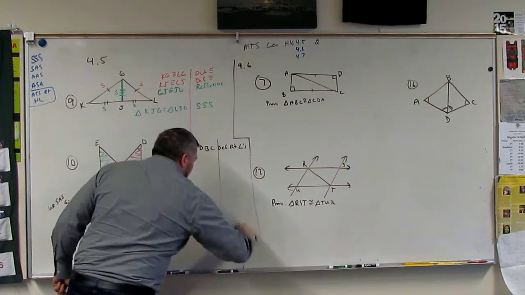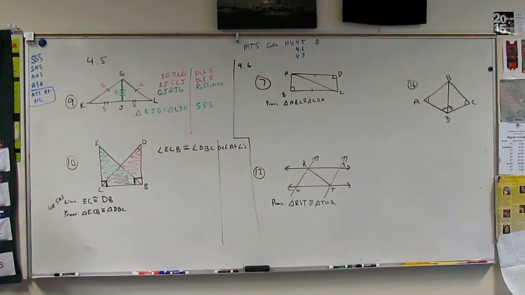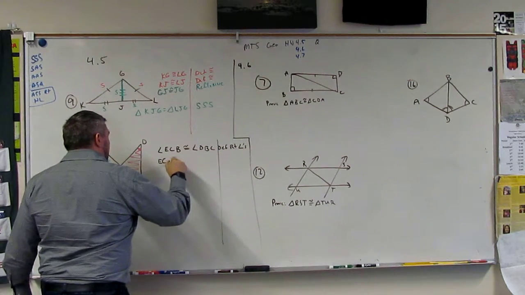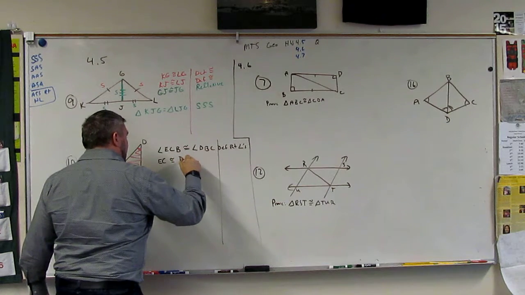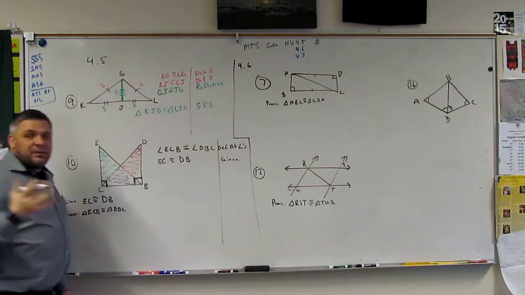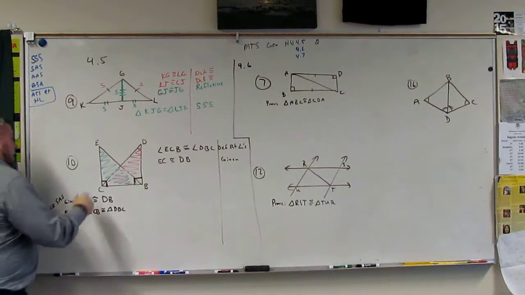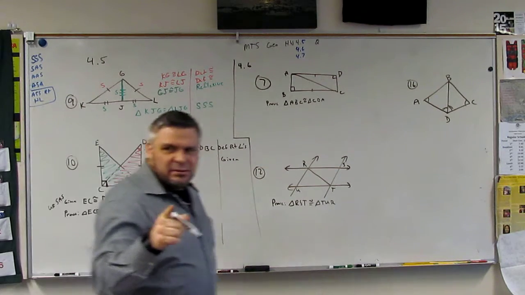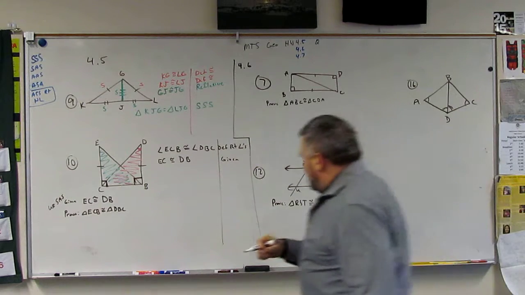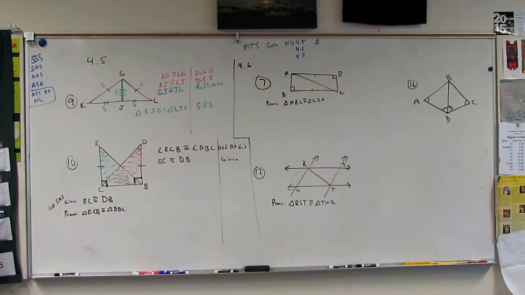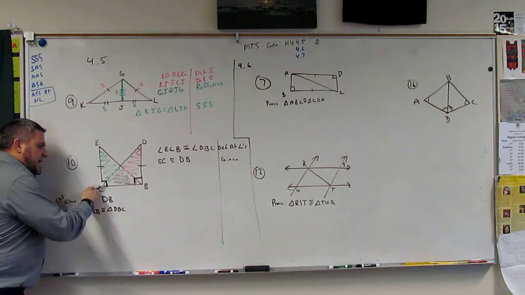Alright, what else do we got? Well, we were given that EC was congruent to DB. So, EC is congruent to DB. And that's because it's a given. They gave us something. Am I recording? Yeah? Okay. And that's a given. So now I have a side and an angle.